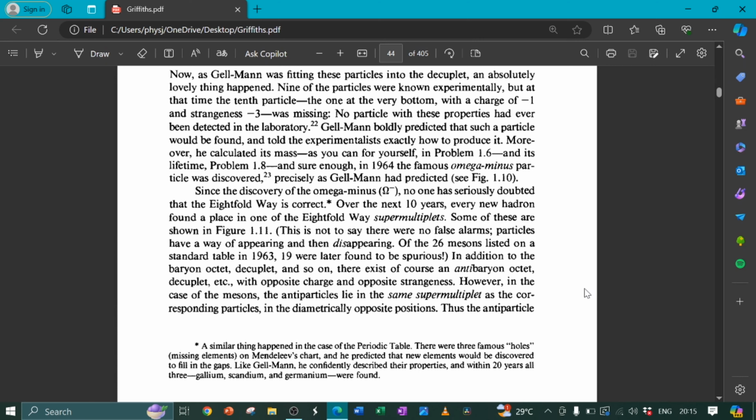A similar thing happened in the case of the periodic table. There were 3 famous holes, missing elements, on Mendeleev's chart, and he predicted that new elements would be discovered to fill in the gaps. Like Gell-Mann, he confidently described their properties, and within 20 years all 3, gallium, scandium and germanium, were found. Over the next 10 years, every new hadron found a place in one of the Eightfold Way supermultiplets. Some of these are shown in figure 1.11.